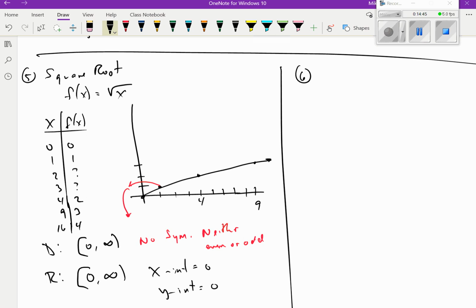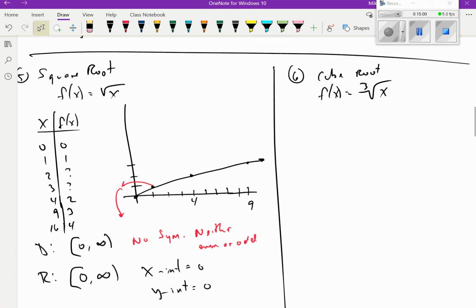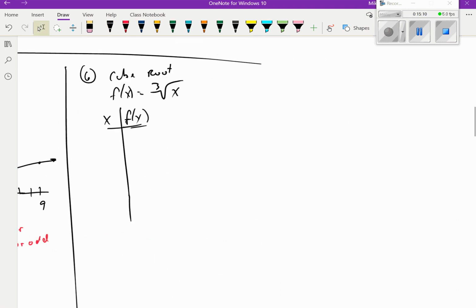So we did the square function, the square root function. We did the cube function. Now let's do the cube root function. So let's say f of x equals now the third root of x. So what we're looking for then, if I do my x and f of x, is what multiplied by itself 3 times gives me what's underneath the radical sign.